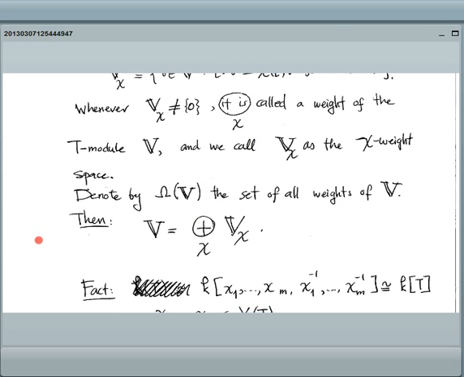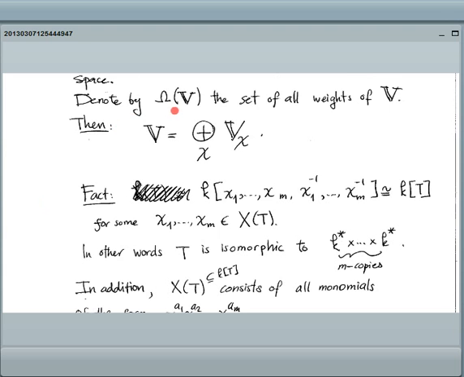Now, if I take all characters that give me a non-zero eigenspace, then I can decompose my vector space as a direct sum of the eigenspaces. Of course, this is basically linear algebra. If you have a bunch of commuting endomorphisms of a vector space V, remember there is this simultaneous diagonalizability theorem in linear algebra. It is nothing but this theorem. You simultaneously diagonalize your vector space because of your commuting linear transformations, so it decomposes this way. Okay.